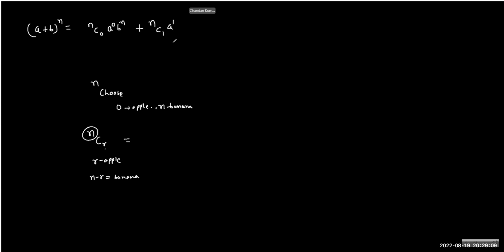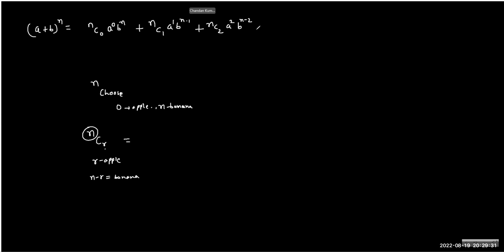How to write a1? But how many banana now? N minus 1. Simple. And which means, I will choose two apple. Very good. So then how many banana do I have to pick? Tell me, guys. N minus 2.